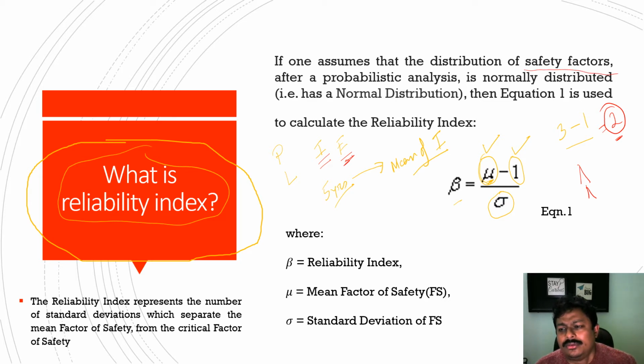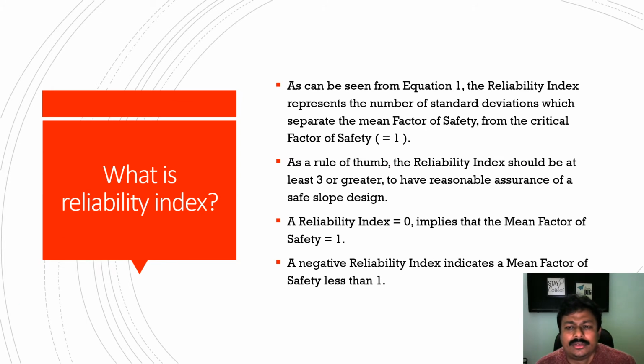Okay, so let us go to the next one. These I have already discussed, right? One thing you must note is when the reliability index is 0, it implies that the mean of the factor of safety is equal to the critical factor. So the reliability index is 0 in this case, which shows not a very highly reliable system. Okay, and of course, if there is a negative reliability index, then the system is highly unreliable.